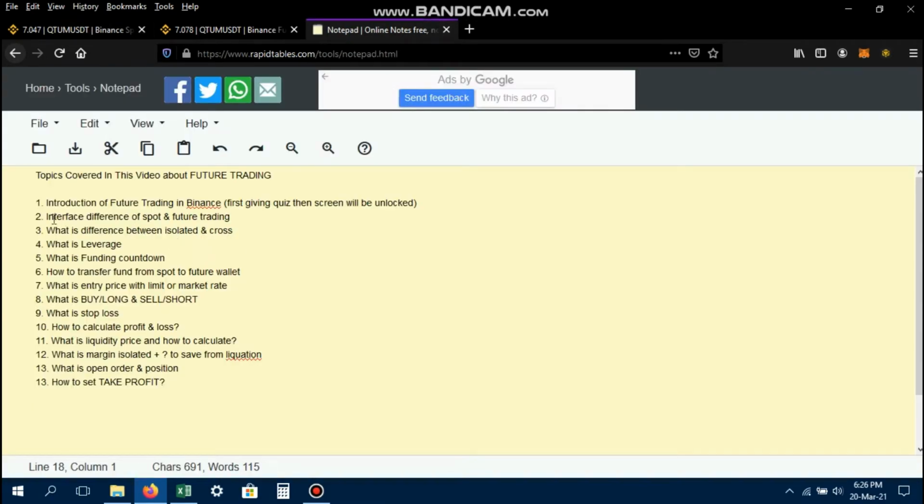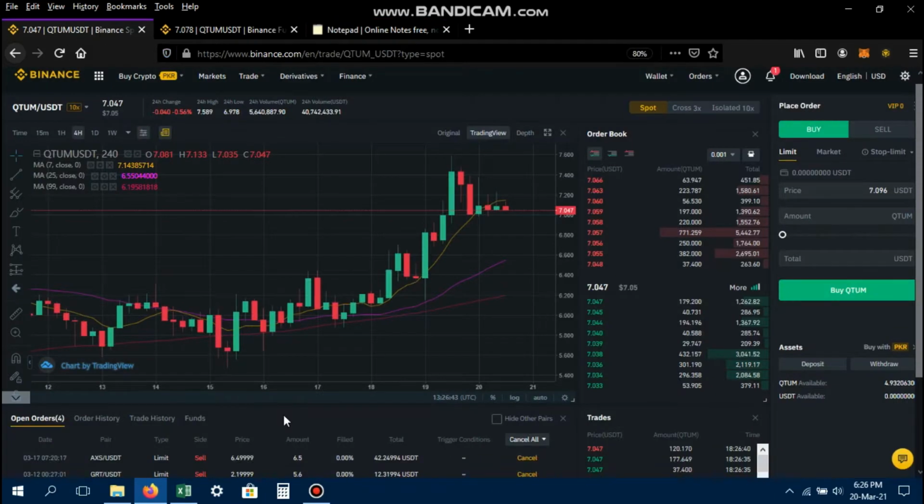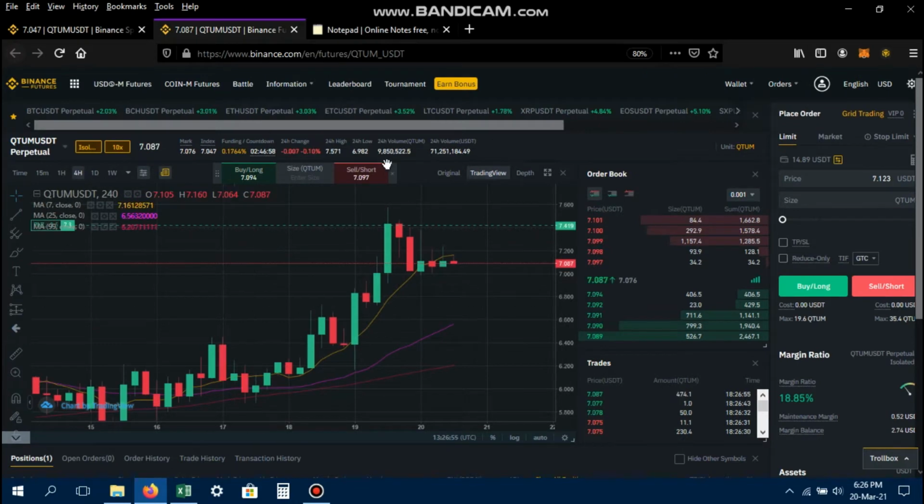Okay, now the second question is the interface difference between spot and future trading. As you can see, this is the screen of spot trading. You can see over here it's written spot. This is a spot screen. Now its interface is different from this future interface.